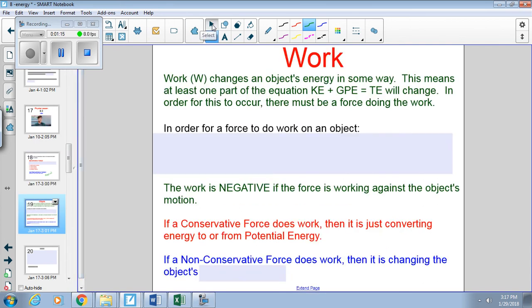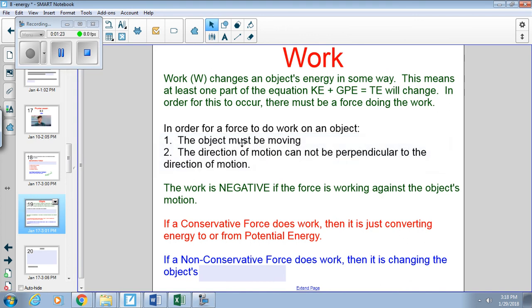Work is looking at the change in energy. So whenever an object is moving, it's going to have a change in energy. The direction of the motion needs to be in the direction in which the force is applied. So if you apply a force to the left or right of an object, it needs to move left or right. If you are lifting something up, then the force that you are applying needs to go in the up direction in order for the object to move up. This means that you can have work that is negative.